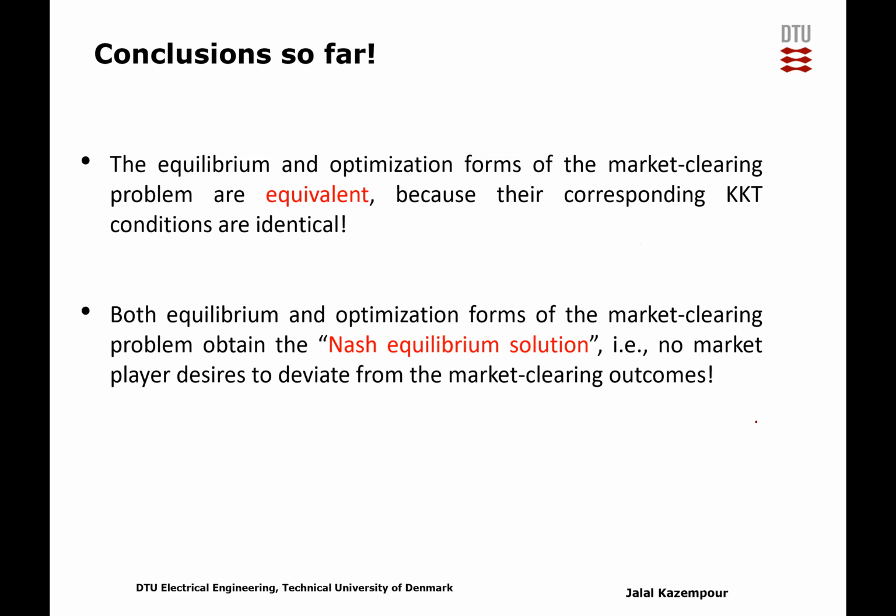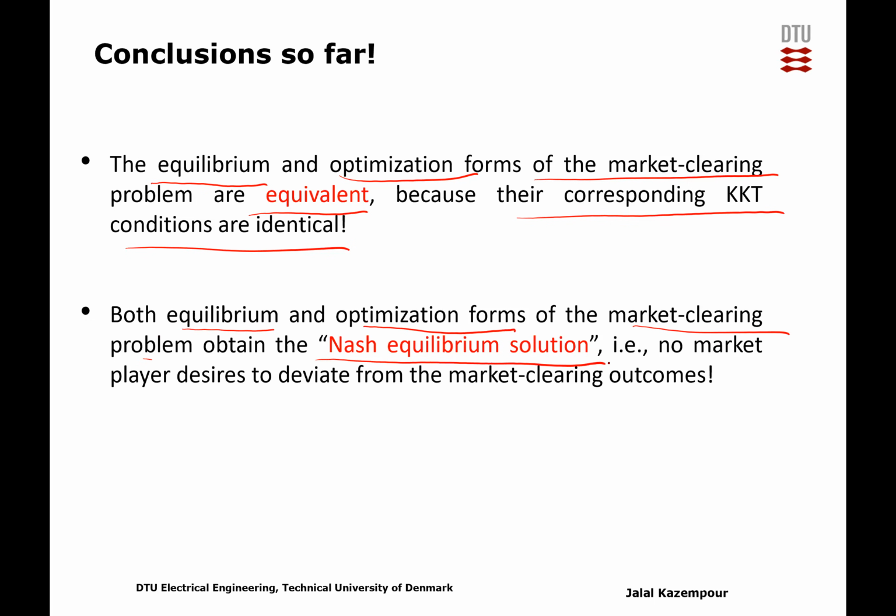So, conclusions so far. The equilibrium and optimization problems of market clearing are equivalent because their corresponding KKTs are identical. Both equilibrium and optimization forms of the market clearing obtain the Nash equilibrium solution. It means that there is no market player who desires to deviate unilaterally from the market clearing outcomes. So it's enough that we solve the optimization problem for market clearing because we know that it provides us a Nash equilibrium point.